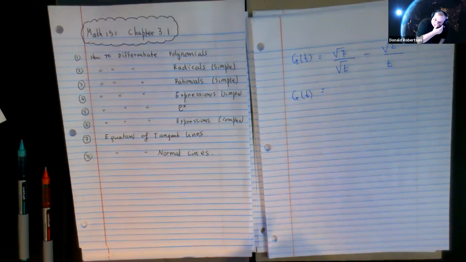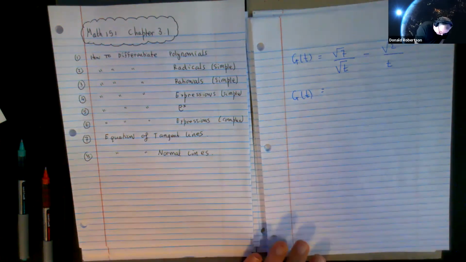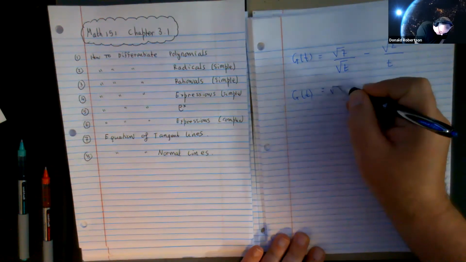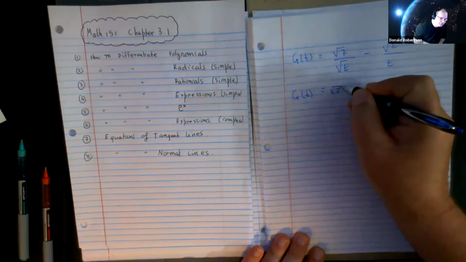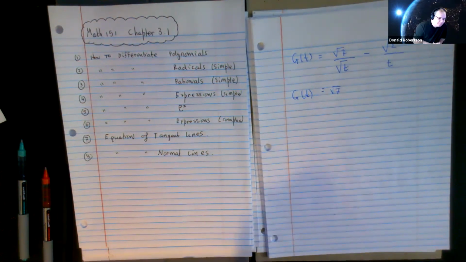I cannot differentiate things that look like that. Don't I have to turn them into powers? Powers of t, so I can use the power rule, which means I'm going to have to do some algebra on this. What's the square root of 7? It is a number, an ugly number, but it's still a number.